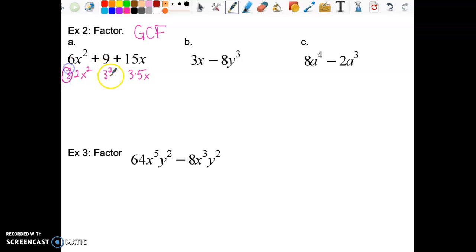Maybe this time I'll just circle. The 3 is the only thing that's in common. And what's the smallest exponent? Well, the smallest exponent is either here or here. It's to the first. So what you can do is you can factor out a 3.